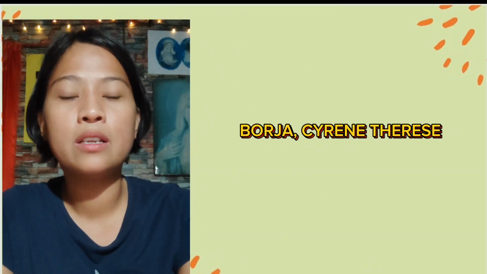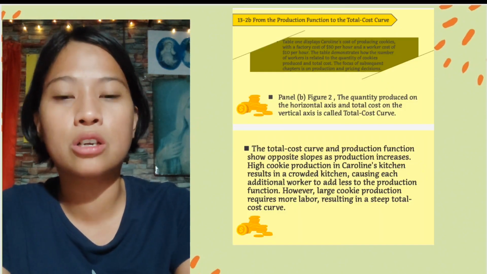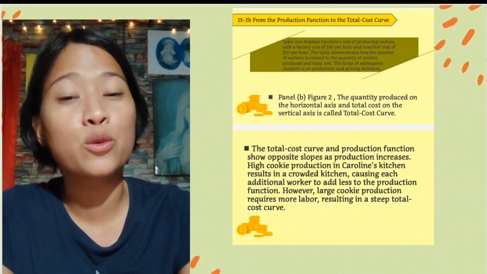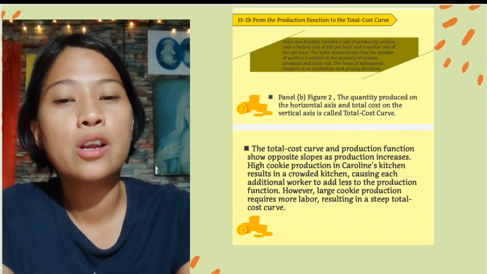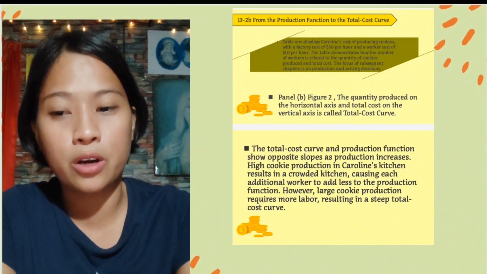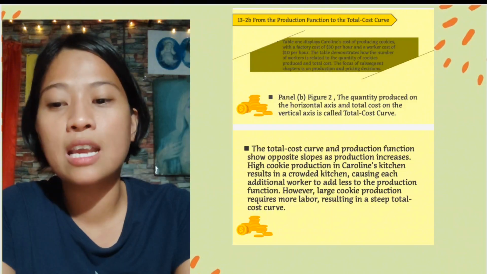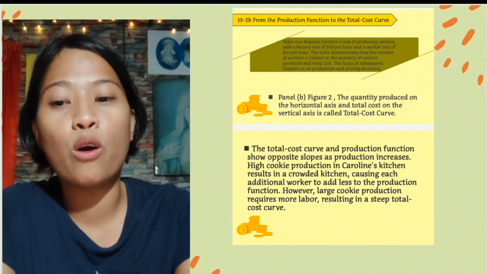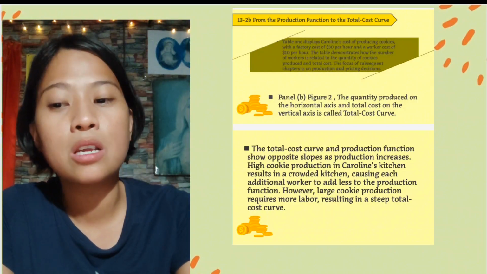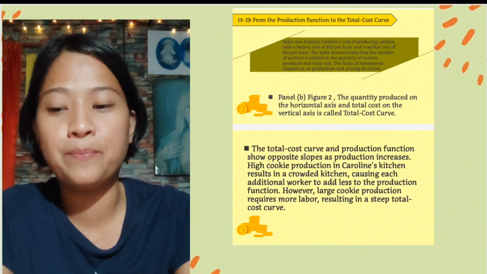Good evening, everyone. So my topic is all about from the production function to the total cost curve. Table 1 displays Caroline's cost of producing cookies with a factory cost of $30 per hour and a worker cost of $10 per hour. So the table demonstrates how the number of workers is related to the quantity of cookies produced and total cost. The focus of the subsequent chapter is on production and pricing decisions.